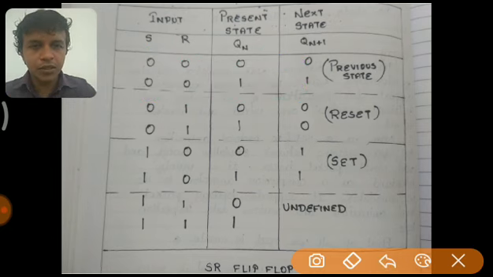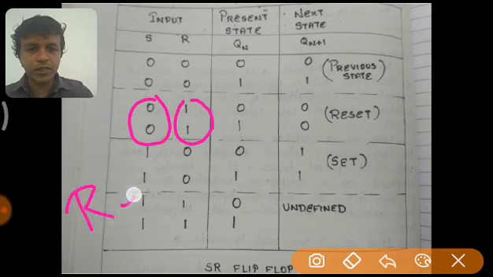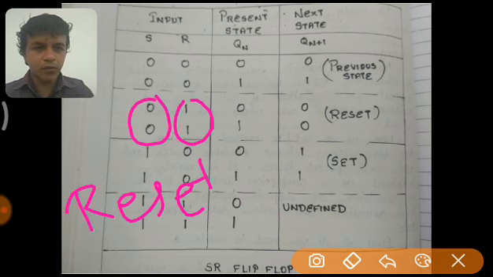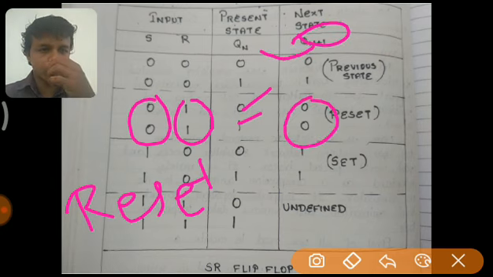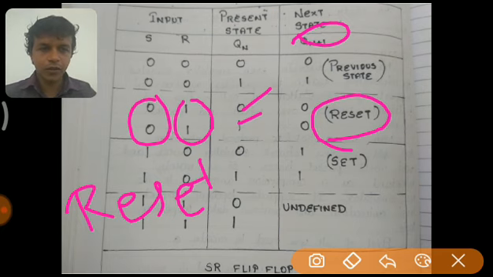The next condition is S is 0, R is 1. That means we are not pressing the set switch, but we are pressing the reset switch. When we press the reset switch, what happens? The system is reset to 0. Whether Q of n is 0 or 1, Q of n plus 1 doesn't worry about Q of n. It takes the value 0 by force. It is reset to 0. We are forcing it to become 0, right?